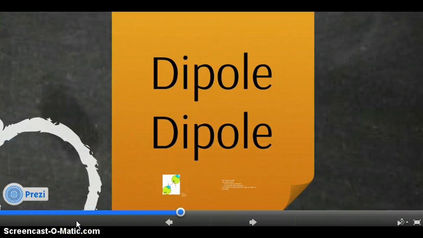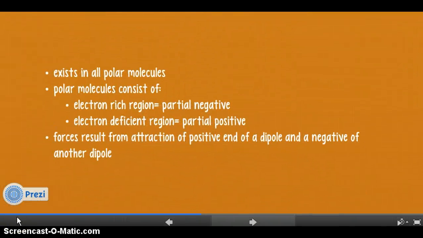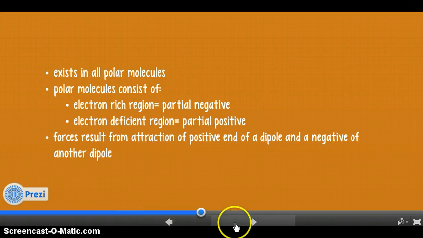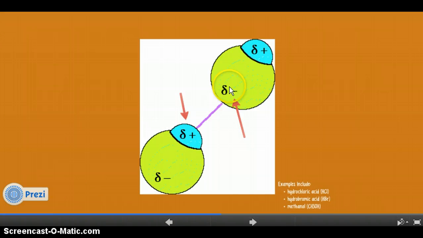Next we'll go to dipole-dipole. Dipole-dipole is present in all polar molecules, which consist of both partial negatives and partial positives, which results in the attraction of a positive end of a certain dipole in an atom to the negative end of another dipole. And our picture here shows the partial negative of a dipole attracted to the partial positive of another dipole.